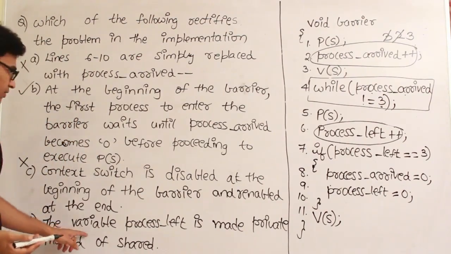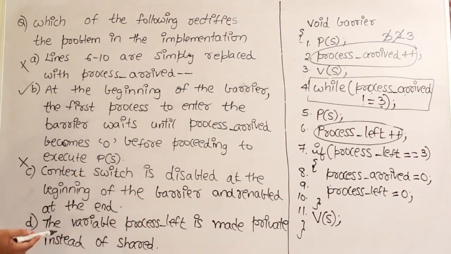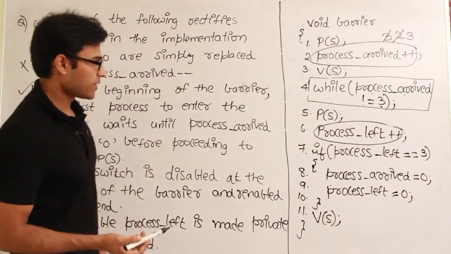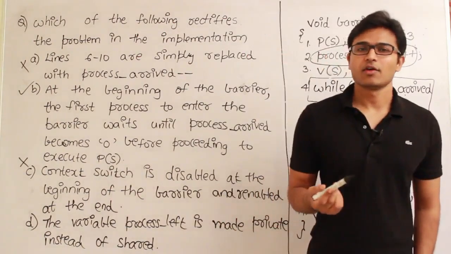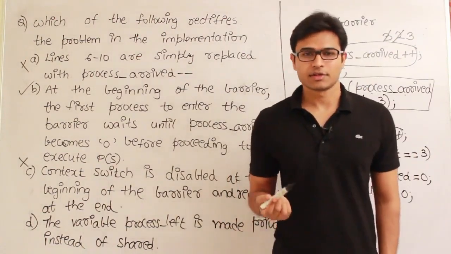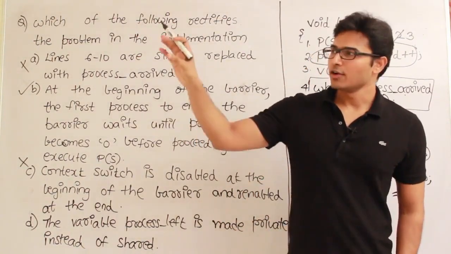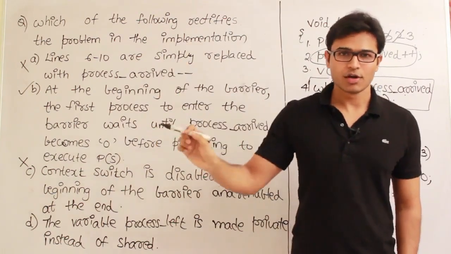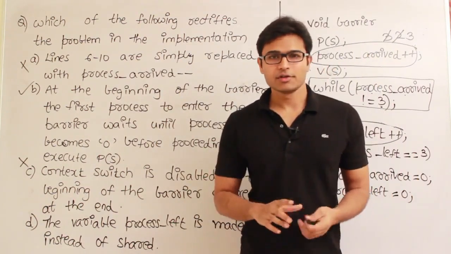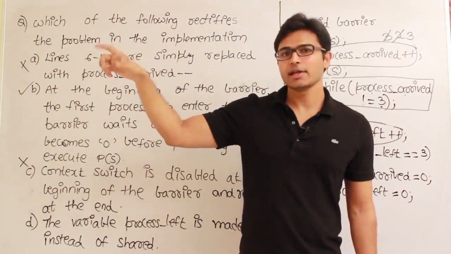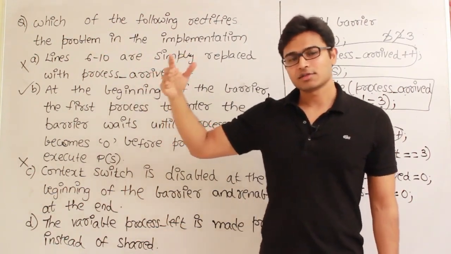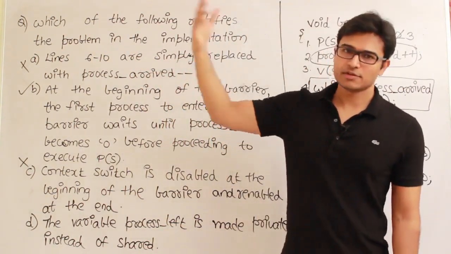Next one is: the variable process left is made private instead of shared. So how can we make this private at all? Here the variable process left cannot be made private. It is like this. If you make it private, then we are not writing it on the board, on the wall. So what is the solution? I told you that any process who is trying to jump the wall is going to write on the wall that I have jumped, so that the last one will know if all the processes have jumped the wall.